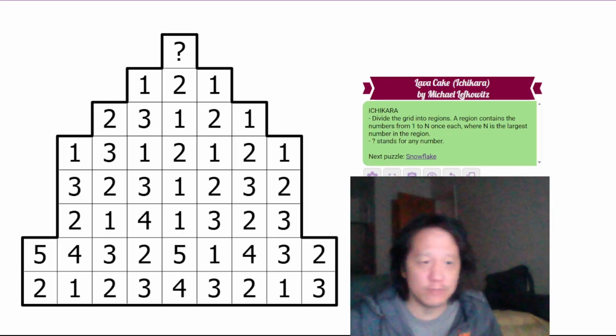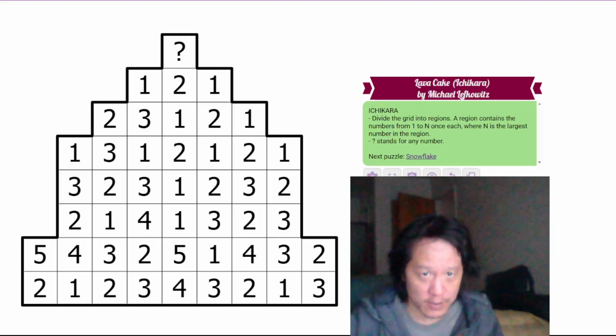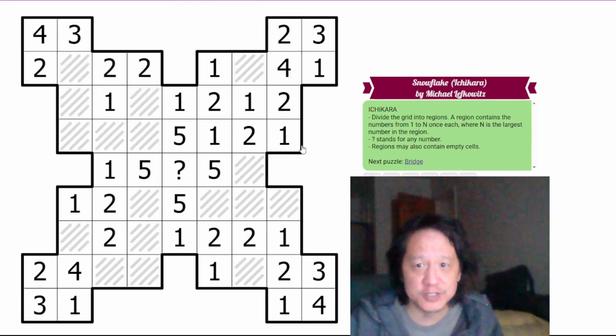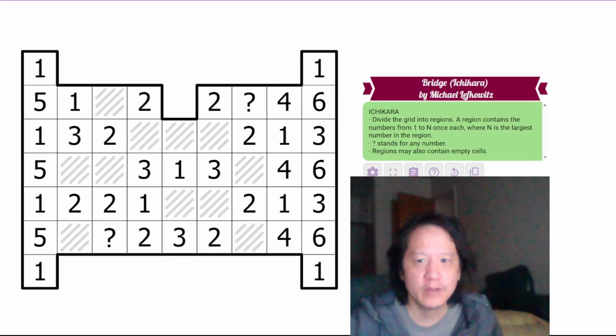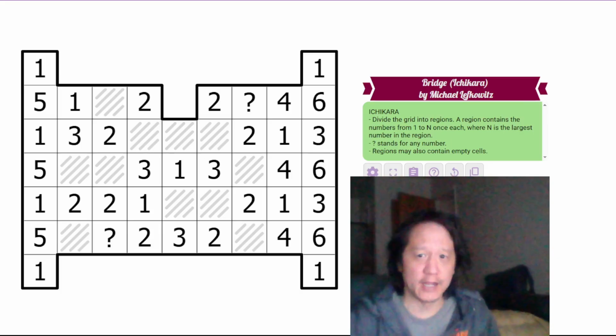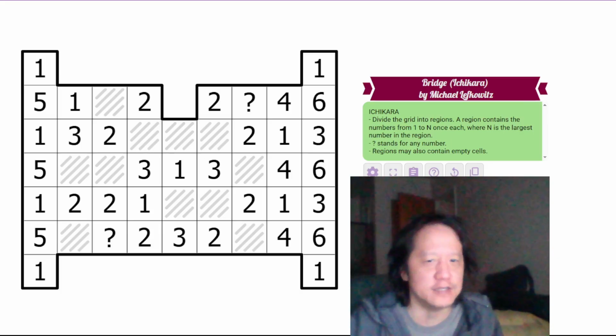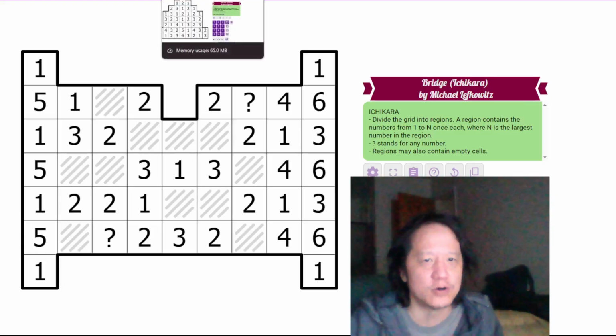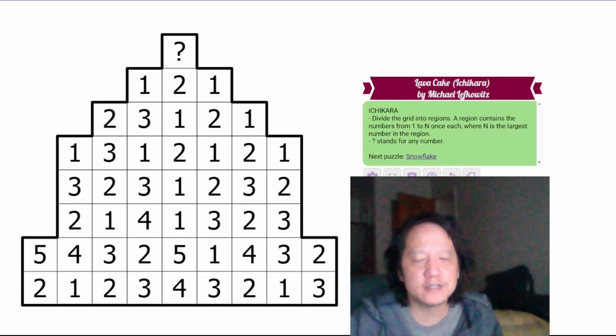Anyways, we have Lava Cake here. We also have Snowflake Ichikara, and we have Bridge, all by Michael Lefkowitz. They should be fairly easy, so you should be able to do them all in one go. Anyways, let's get to the rules.